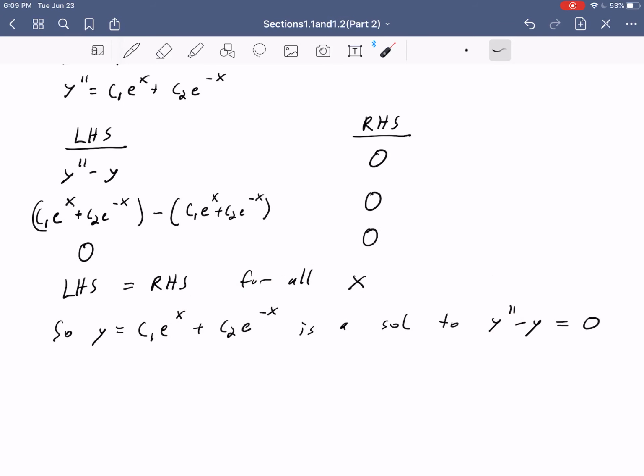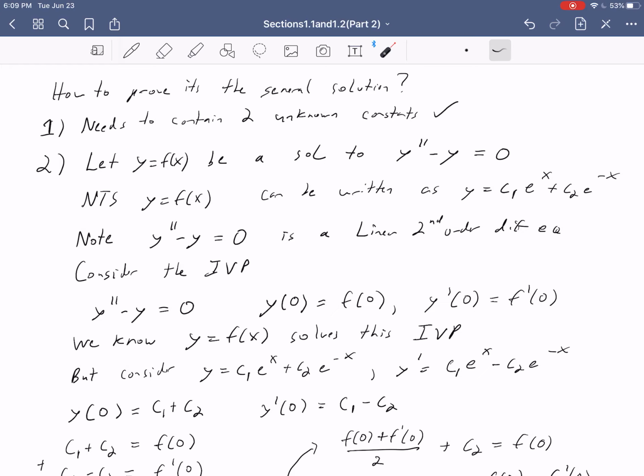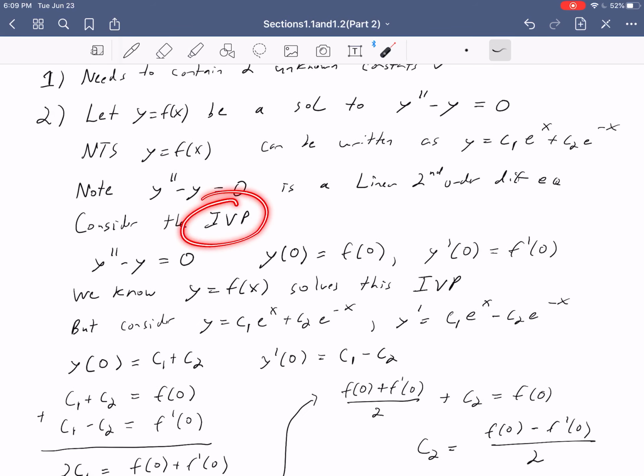What's trickier is that to be the general solution, you have to make sure that any solution fits this format. So what we did is we took an arbitrary solution. We just said, let y equal f of x be any solution to this. Who knows what it looks like? It's just some solution to this. Our goal then was to say that if this guy is a solution to this, then this guy is actually of this format. Well, to do that, we made up an IVP.